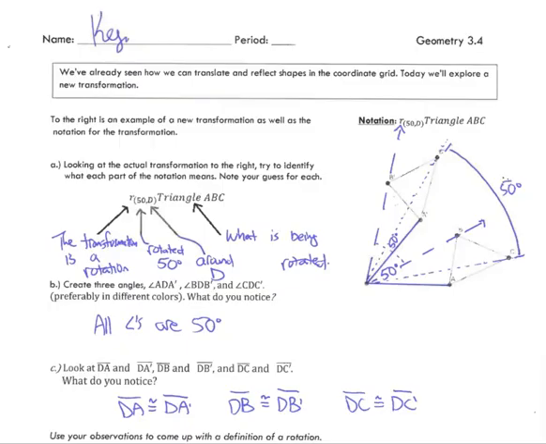If you go over and make an angle between A, D, and A prime, B, D, and B prime, and C, D, and C prime, and you measure them, they're all 50 degrees, which makes sense that the notation said 50 degrees. When you look at AD and DA prime, you find out that they are the same distance. DB and DB prime, DC and DC prime, they are going to be the same distance from one another. Okay.